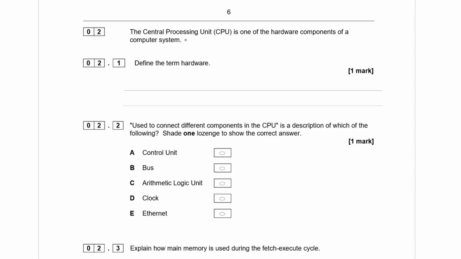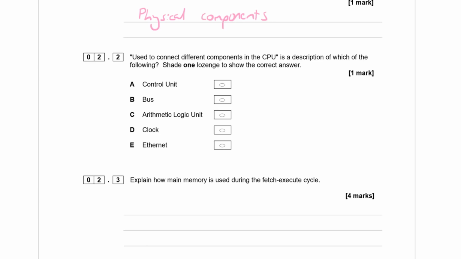Question 2 begins with telling us that the CPU is one of the hardware components, the most pointless bit of information ever, and we're asked to define the term hardware for a single mark. So the hardware is just the physical components of the system. A member statement used to connect different components in the CPU is a description of which of the following: control unit, bus, ALU, clock, or Ethernet.